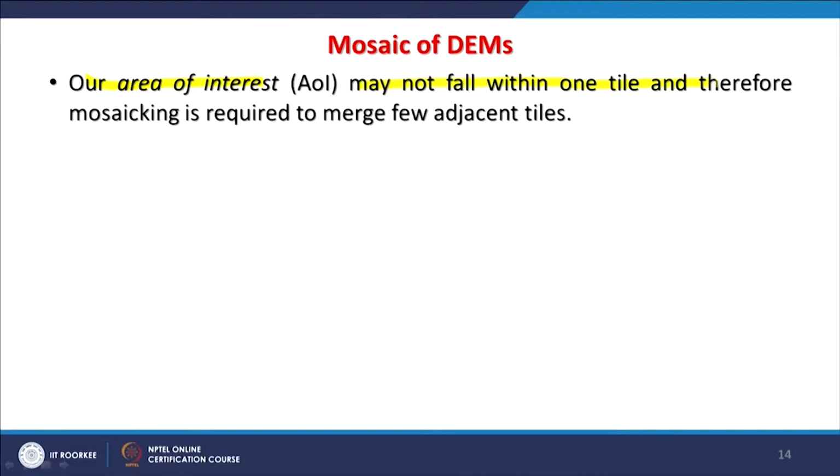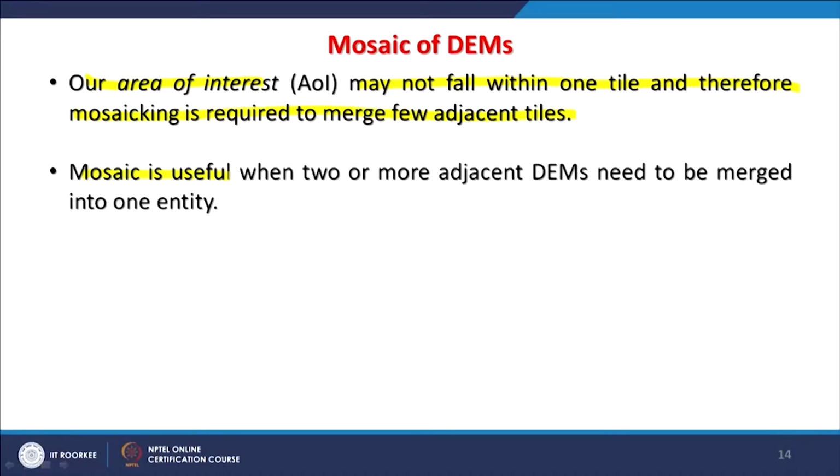Now, our area of interest must be known to us, and only then do we get the appropriate tiles and mosaic them. Our area of interest may not fall within one tile, so mosaicing is required to merge a few adjacent tiles. This is a very common step and a common problem also, because if it is a very small area, you may find that it falls in just one tile, but if it is a little larger area, you may find that it falls in a minimum of 4 tiles or 8 tiles or 20 tiles. It depends on the size of the area of interest.